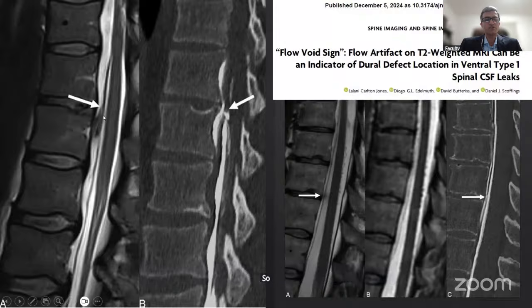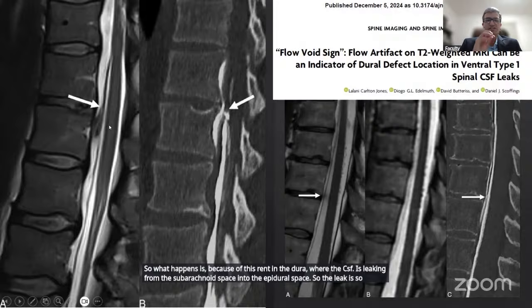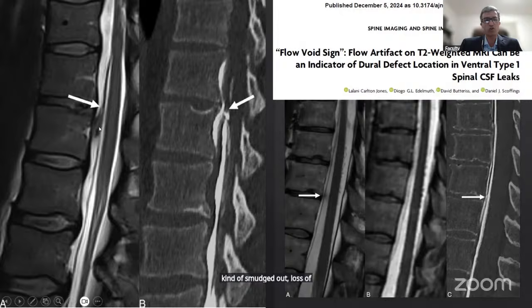So what happens is because of this rent in the dura, where the CSF is leaking from the subarachnoid space into the epidural space, the leak is so fast that it tends to lose the signal. So you see this kind of smudged out loss of signal here. That is called a flow void sign.